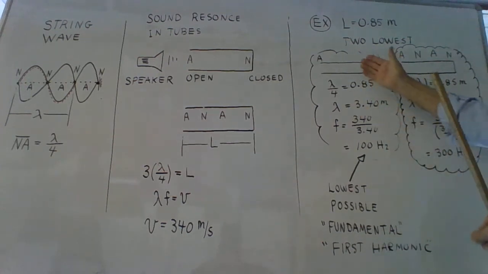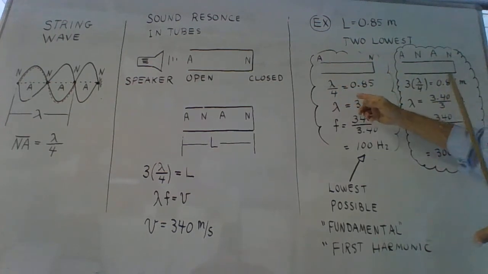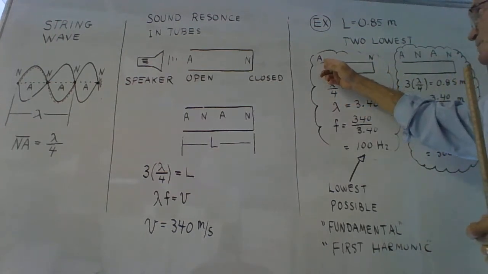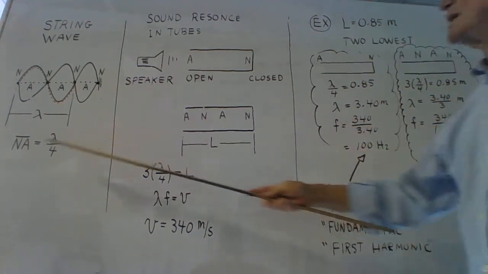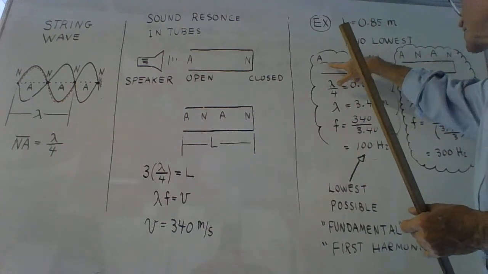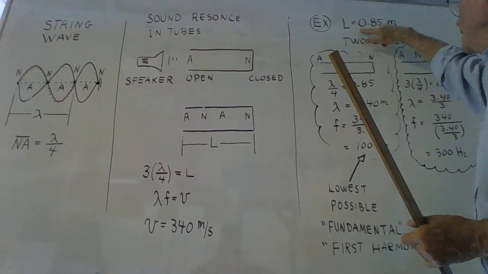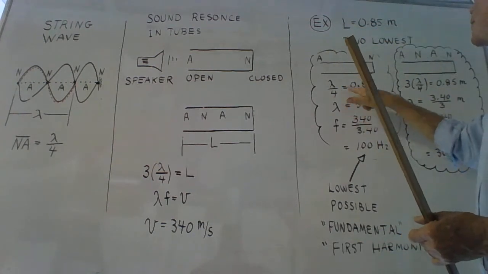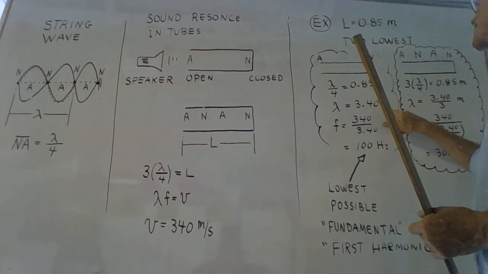Let's look at the first resonance, A-N. There's one segment of distance A to N. That's the lambda over 4 segment, N to A to N, quarter lambda. So that distance there is a quarter lambda, but that distance is also the length of our tube. And so we see lambda is 4 times that number, which is 3.40 meters.